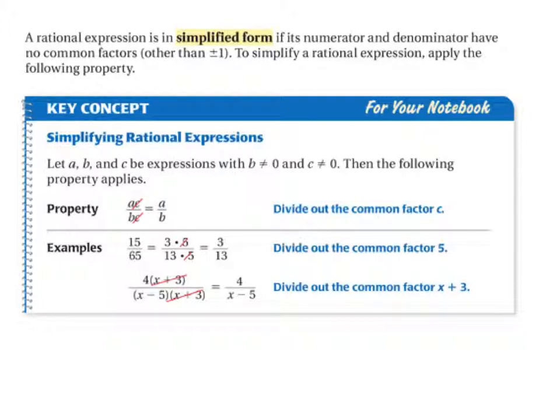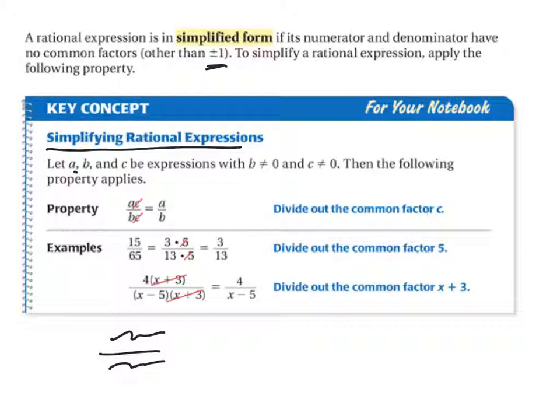A rational expression is in simplified form if its numerator and denominator have no common factors other than plus or minus 1. To simplify a rational expression, apply the following property. Okay, this is the simplifying rational expressions. Remember, a rational expression is anything with a bunch of stuff on a numerator and a bunch of stuff on a denominator, with addition, subtraction, multiplication, whatever it is.